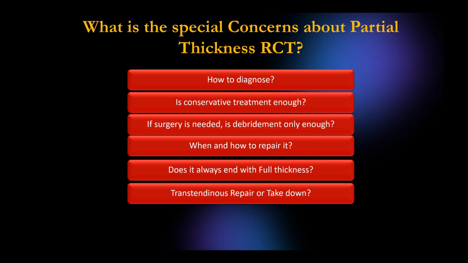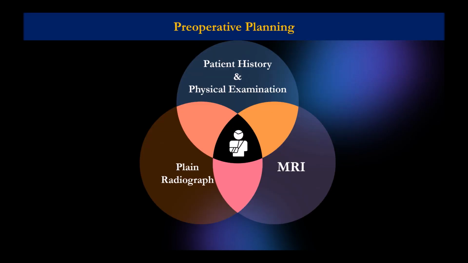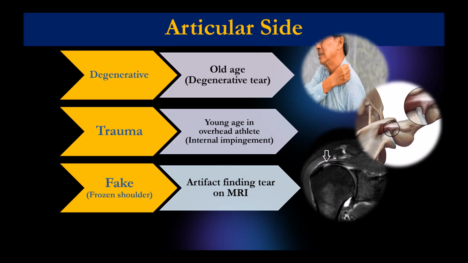Okay. So how to manage the PASTA? How to diagnose? How to manage conservatively, or when is surgery needed, and when and how to repair it? Does it always end up with a full thickness or tendinous repair? Okay. So for me, I differentiate the articular side tear into three parts: degenerative, like old age.